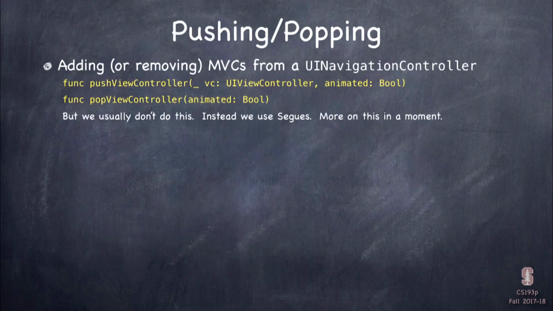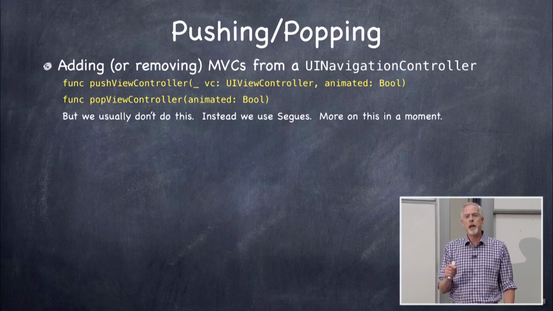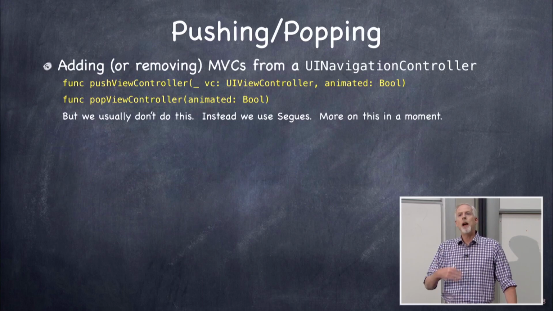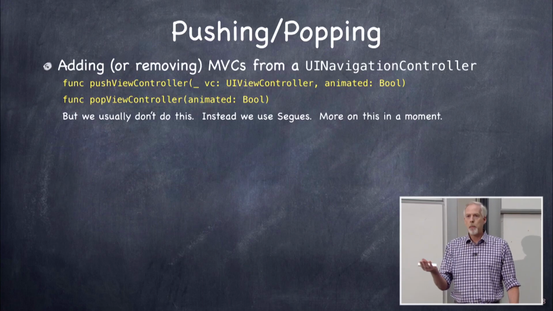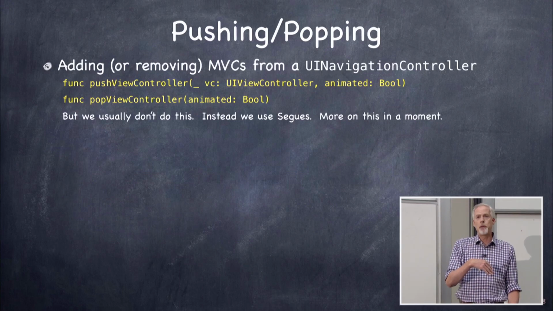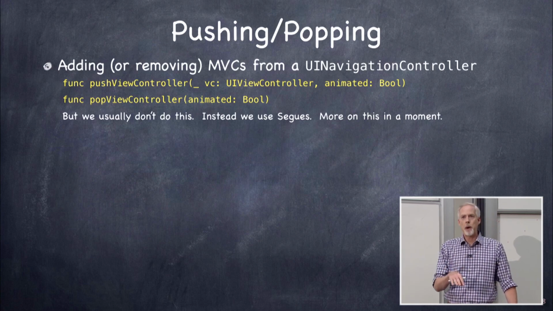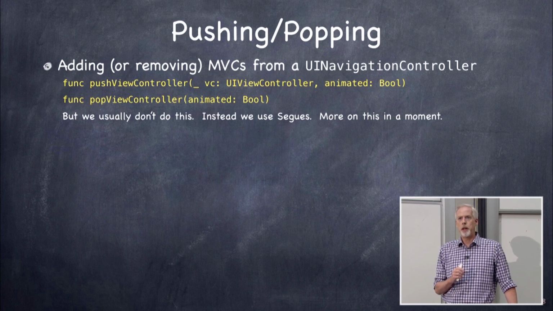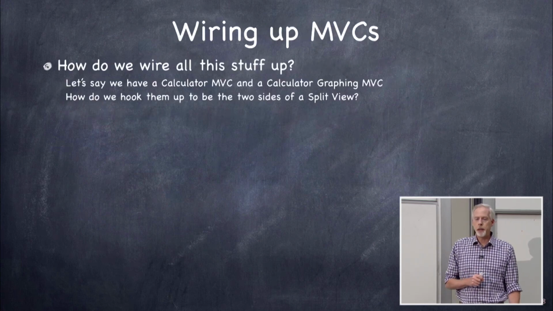Now, navigation controller, I want to just briefly tell you about the API for it. It has a method pushViewController and popViewController. Both can be animated. pushViewController takes an MVC and puts it on the stack of cards, and popViewController pops the top one off. Okay, so you can do that pushing and popping, but we don't usually do it that way. We usually use what are called segues, okay, which I'm going to talk about in a moment here.